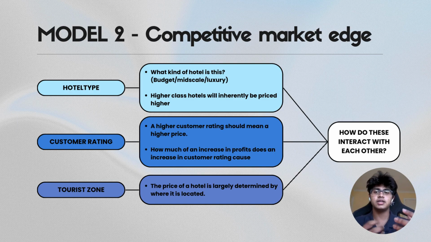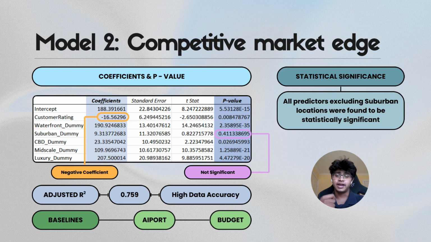The goal of this model is to look beyond measuring these factors in isolation and instead determine how they interact with one another to define a hotel's competitive pricing strategy as well as the ultimate market value, by which I mean the average room price. So, to analyze model 2, we decided to create a regression table.